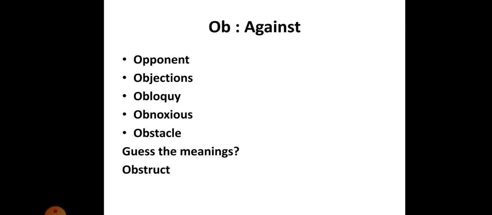Okay. Now, can you guess the meaning of obstruct? Guess it. It's easy to guess actually. Ob is against and struct. You know, there is something called structure. Structure is to build and ob is against. So obstruct is against building or against construction. That means it's a block. Okay. So obstruct is to block a road or entrance or passage.